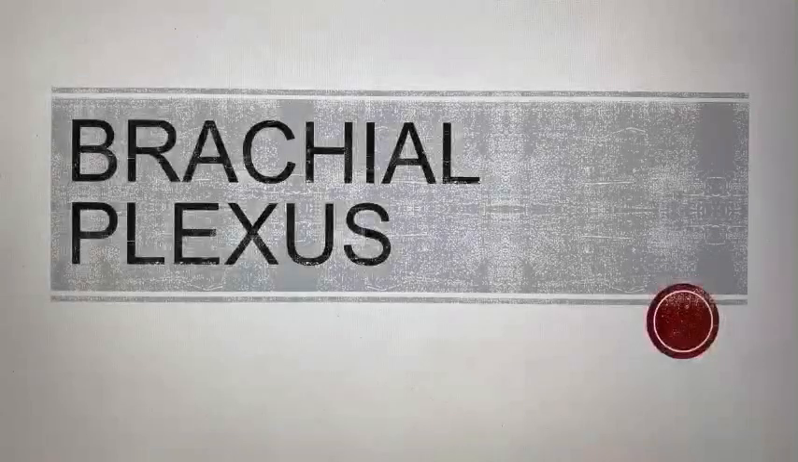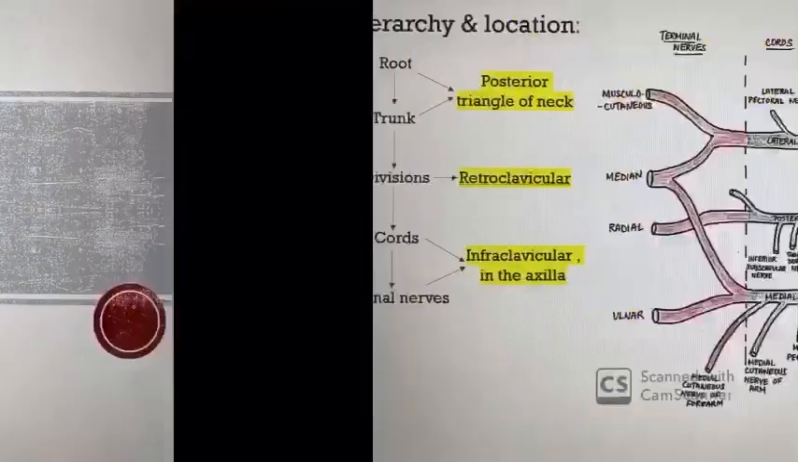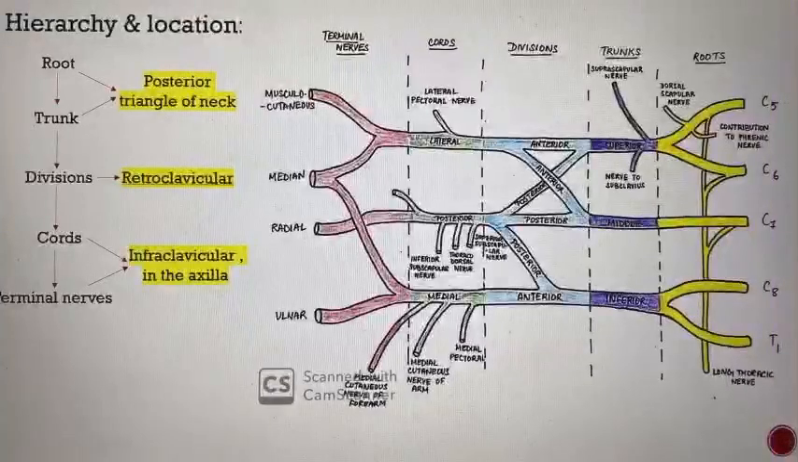Brachium refers to the arm and plexus to a bunch of nerves. Brachial plexus is basically the network of nerves that supply the upper limb. It consists of roots, trunks, divisions, cords, and terminal nerves.